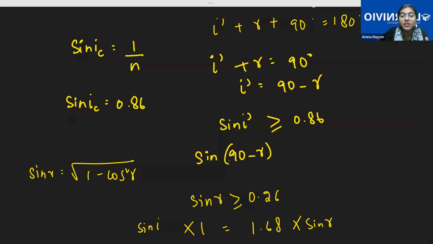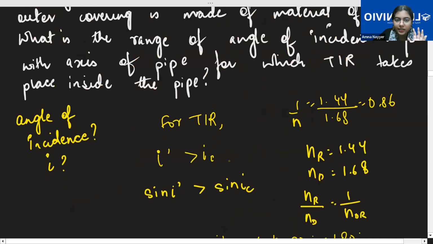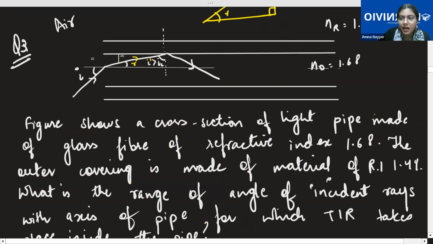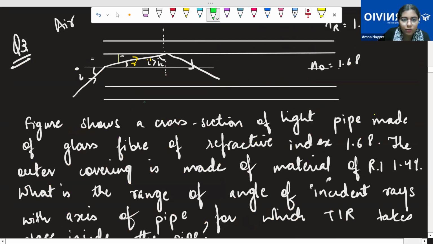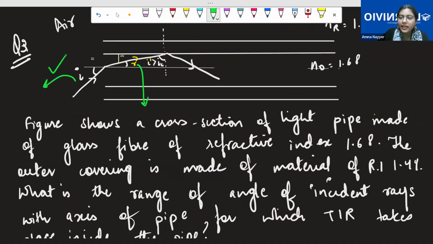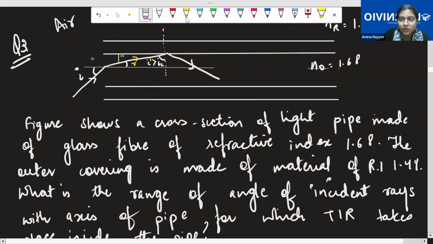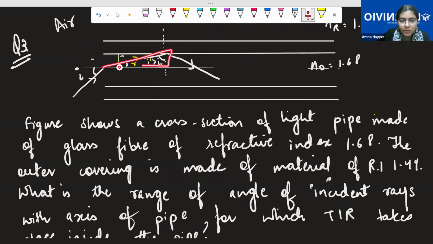So can I say this is sine 90 minus R? Why am I focusing on R? The reason is that if I somehow get this value of R, I'll be able to calculate it using Snell's law. So using this triangle, this whole concept, I'm just telling you why I am doing these steps, so that you can follow similar steps.